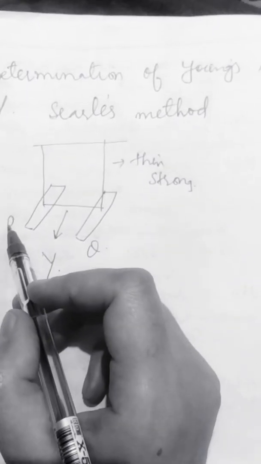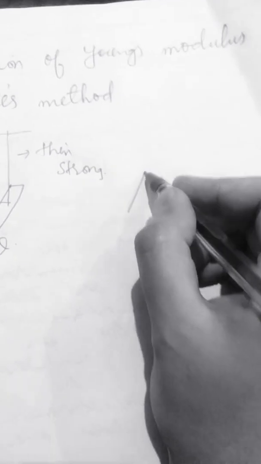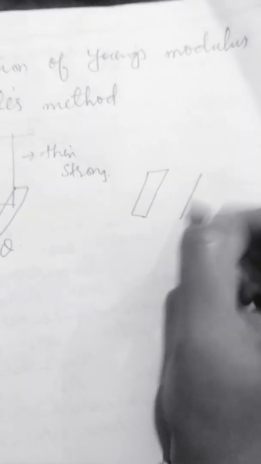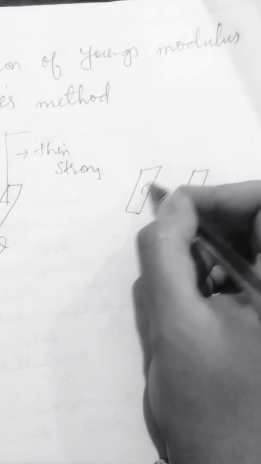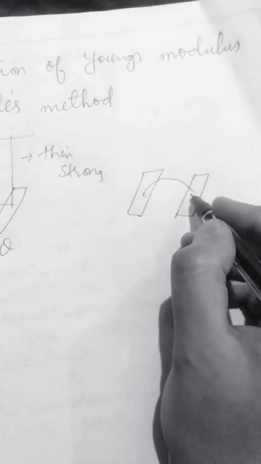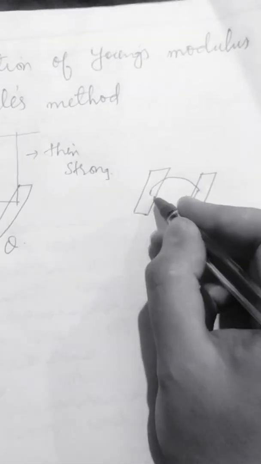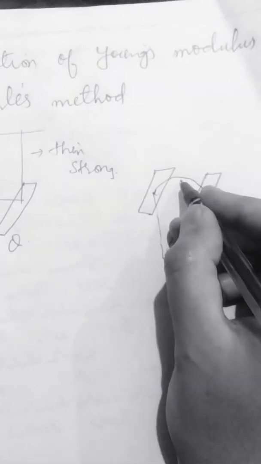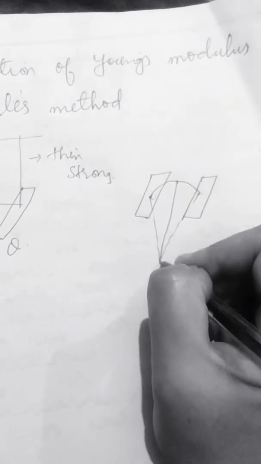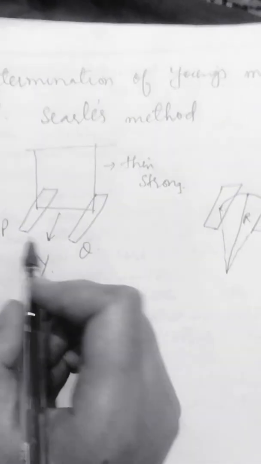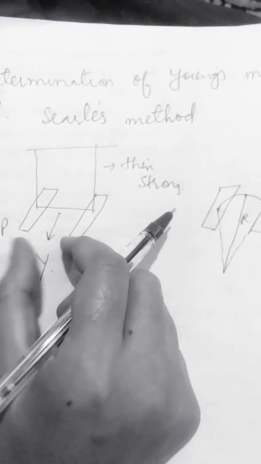Now what do we do is that if we push these metallic bars P and Q towards each other, what will happen? Obviously, this wire will get bent in the form of a semicircle like this. Suppose this is the angle at the center and this is the radius of the arc, because now this straight wire has changed into an arc. And why did it happen? Because we have pushed P and Q towards each other, right?